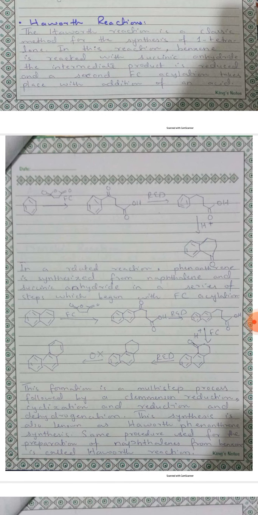You can see here that benzene is reacted with succinic anhydride, and then the intermediate product that is formed is reduced, and the second Friedel-Crafts acylation takes place when an acid is added.